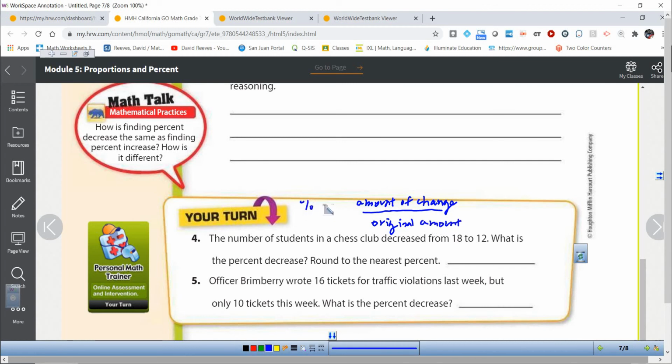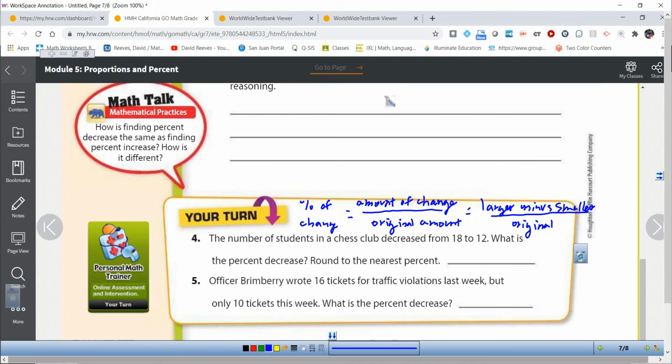And that's going to give us our percent of change. But remember, we're going to do the larger minus the smaller, because that will make sure we don't get a negative answer, over the original. And then we just know that if it got smaller, it's decreased. So the number of students in a chess club decreased from 18 to 12. What is the percent decrease?